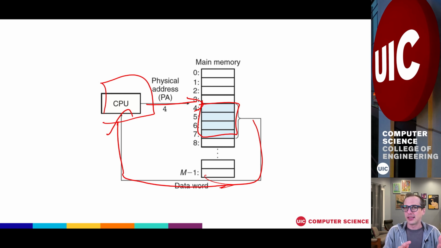That's what we want our process to think is happening. And if we can keep that structure while actually having an underlying different address that we're actually using, we might be able to get a lot of these beneficial properties that we were talking about. And spoiler alert, that's how virtual memory works.